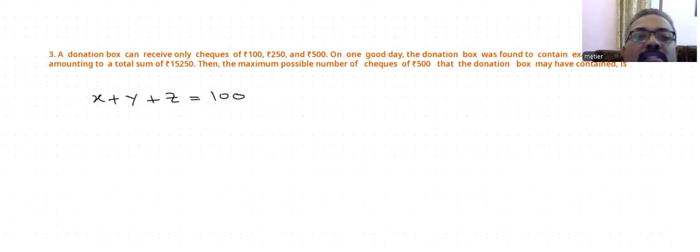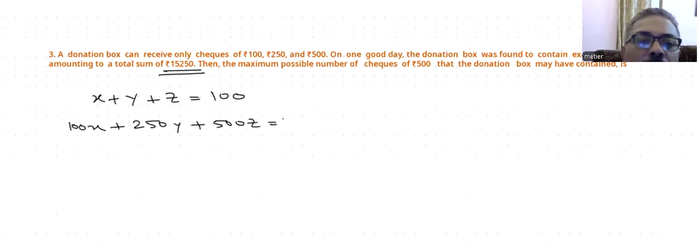That is the first equation. Second equation, total money collected, 15,250. Let it be like this: 100x, rupees 250 checks Y numbers, 250y, and rupees 500 checks Z numbers. Now we can simplify it a little bit. You can divide it by 50 throughout.